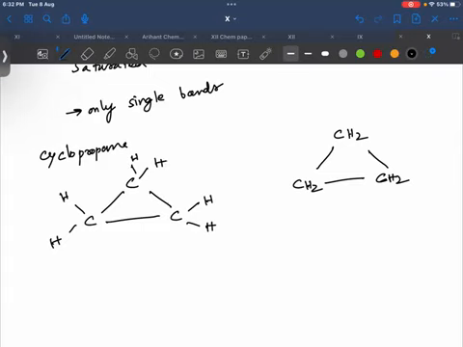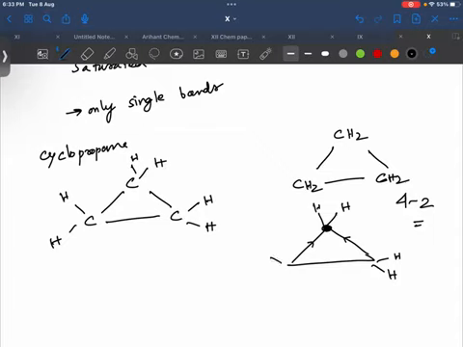You can also, if you remember, I told you about the bond line formula. You need not write the carbon and hydrogen atoms; instead, you just join them. Each vertex denotes a carbon atom, and the number of lines connected to the vertex tells you the hydrogens. There are 2 lines connected, so 4 minus 2 gives the number of hydrogen atoms, which is 2, and we don't write them. We just draw the polygon. Is it clear, everyone? Then thumbs up.